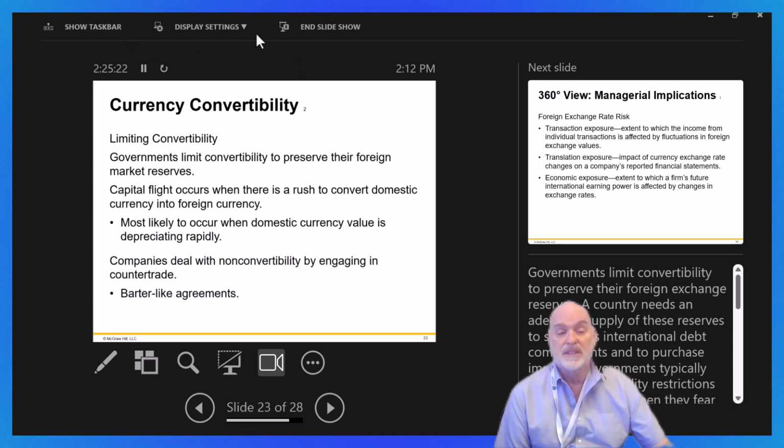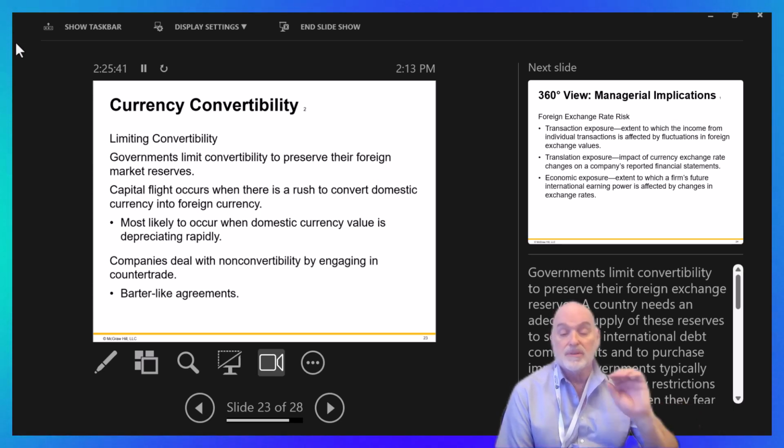Limiting convertibility. Governments limit convertibility to preserve their foreign exchange reserves. Capital flight occurs when there is a rush to convert domestic currency into a foreign currency, and is most likely to occur when domestic currency value is depreciating rapidly. Companies deal with non-convertibility by engaging in counter trade, barter-like agreements.